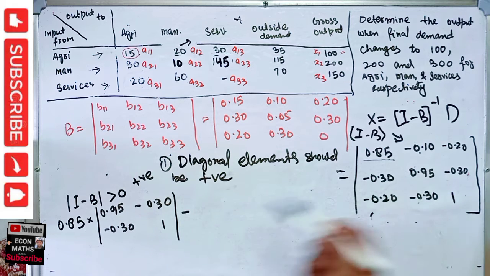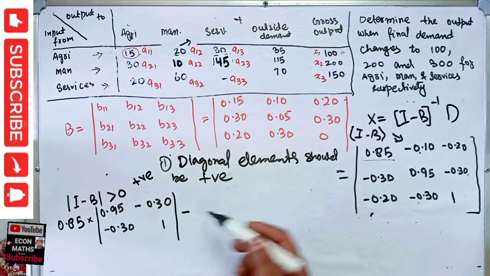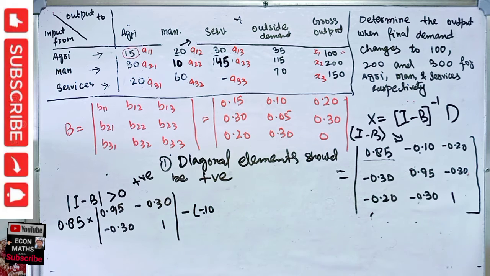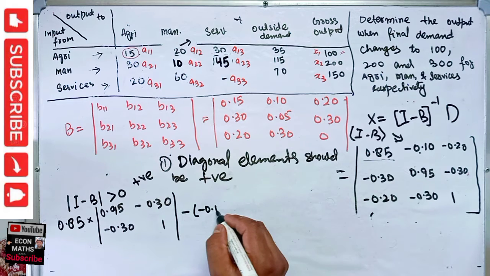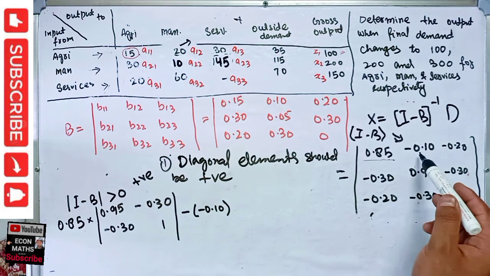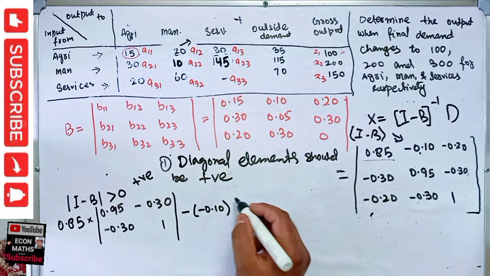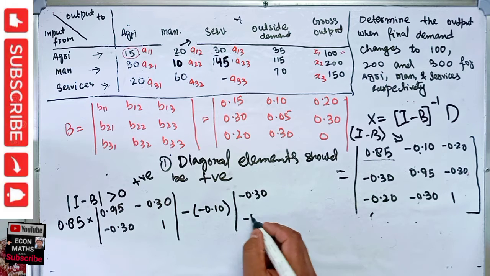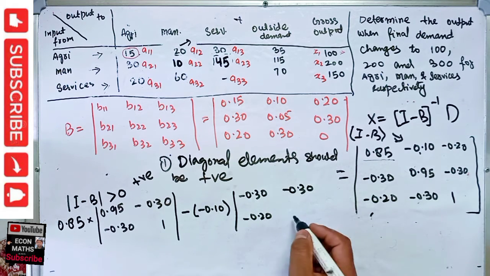Okay, and this is from the determinant rule. Then we have negative, but since we have here also minus 10, sorry, 0. I will write here, this is minus 0.10. Okay, now we mentally delete this row and this column and take determinant of remaining elements, that is minus 0.30, minus 0.20, we have minus 0.30 and 1.